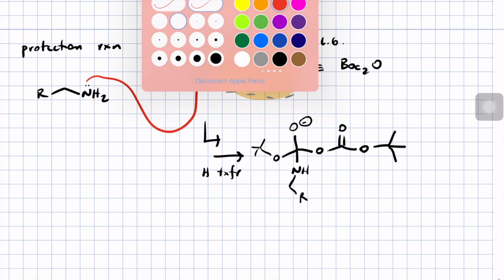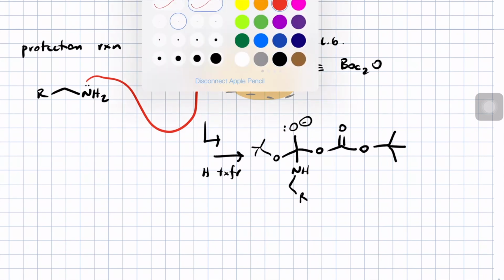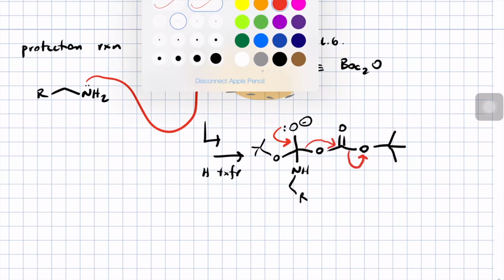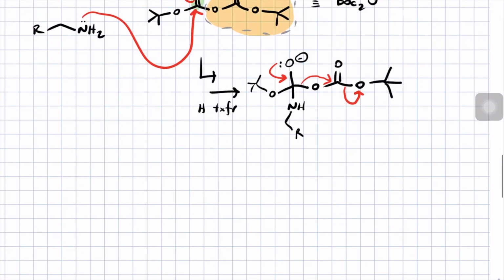And through a series of simple mechanistic steps, we're going to trade one negatively charged oxygen for another. So electrons kick off this oxygen, but instead of the electrons going on to the oxygen, they come here to make CO2, and then this group leaves. And the driving force for this reaction to happen is that CO2 leaves and entropy dramatically increases.